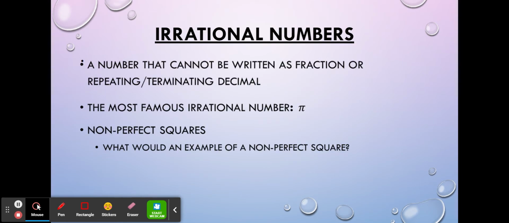Okay, so now we're going to really get into some more detail about irrational numbers. Like we had in our definitions, this is a number that cannot be written as a fraction or a repeating or terminating decimal. The very most famous irrational number, we just celebrated this day last week, is pi. Pi is well known for never terminating and never repeating.